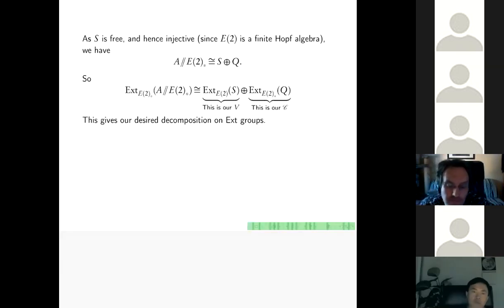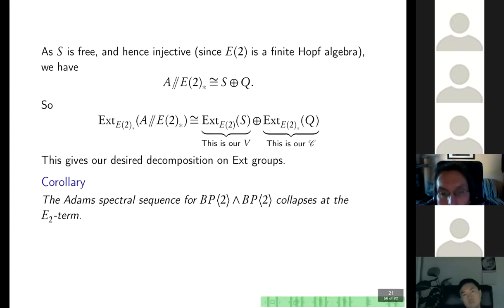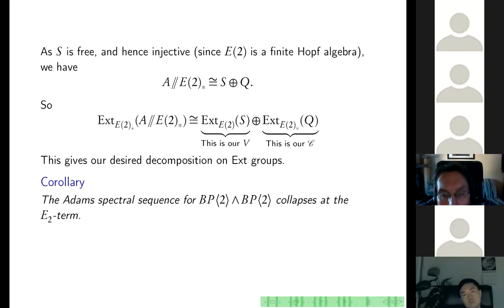And I claim that this gives us our desired decomposition on X. In particular, X of S, we've already shown is all in, and S is free, so that means its X groups are concentrated in filtration 0, Adams filtration 0. And we've also just shown that the X groups for Q are concentrated in even degree and are V2 torsion free. And from this, you can derive that the Adams spectral sequence for BP2 cooperations collapses at the atom's E2 term. Okay, so that concludes the first part of my talk.